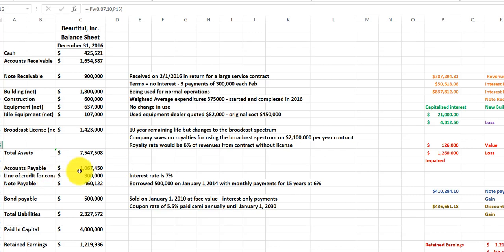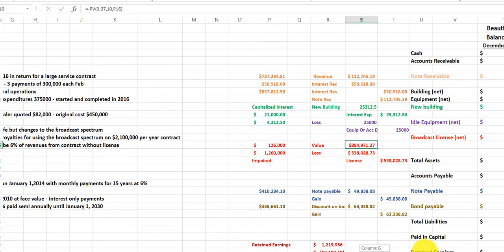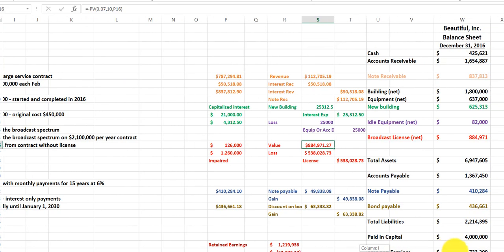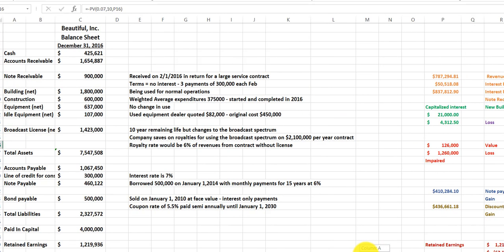So we go down here, accounts payable. Like accounts receivable, it is too short term to worry about interest. Recorded at cost almost every time. Line of credit, we do not have to make any change. We can assume that this interest rate of 7% is an appropriate interest rate, and therefore that line of credit is not necessarily needed. No adjustment to that needed.